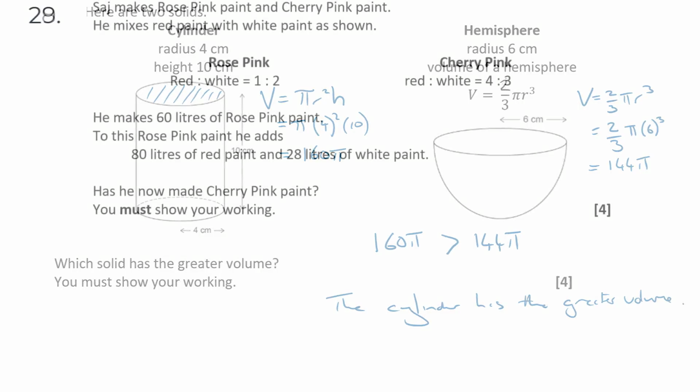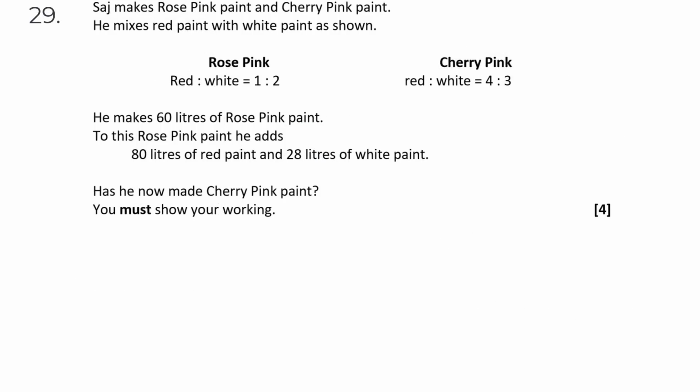Sarge makes rose pink paint and cherry pink paint. He mixes red paint with white paint as shown. To make rose pink, he needs 1 part red to 2 parts white. And for cherry pink, he needs 4 parts red to 3 parts white. He makes 60 litres of rose pink paint. To this rose pink paint, he adds 80 litres of red paint and 28 litres of white paint. Has he now made cherry pink paint? You must show your working.